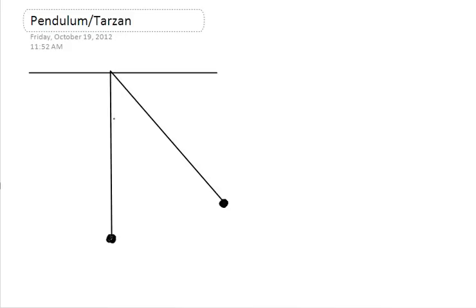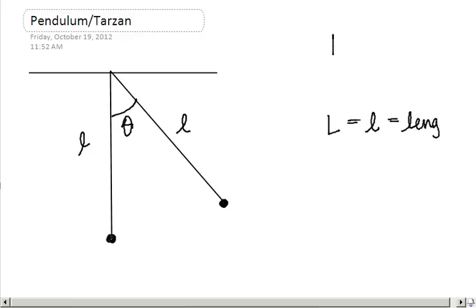Now, does the length of the string change? No. So this is L, the whole length of the string, and this is L. And I use a script L because a Times New Roman L looks like a 1. So you can use a capital L or you can use an L like that, but those are lengths. Okay.